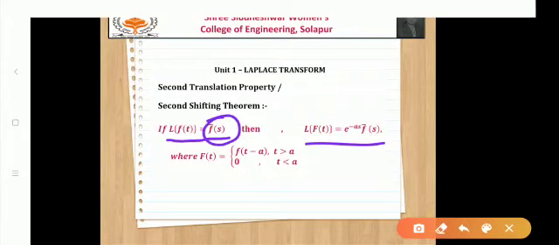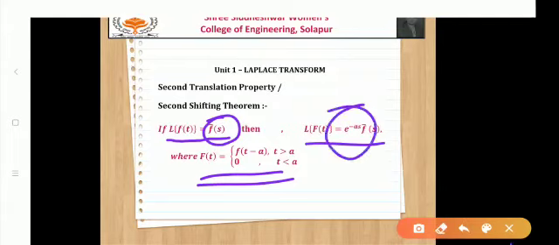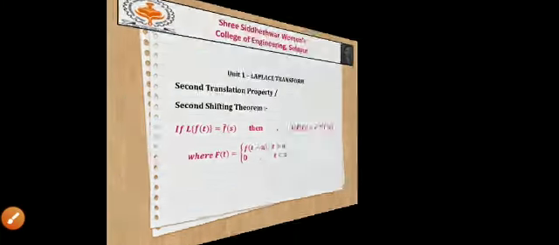But what should be capital F of t? It should be defined in terms of small f of t like this, where capital F of t equal to small f of t minus a, where t is greater than a, and it is equal to 0 if t is less than a. So very simple one. You have to just identify small f of t, value of a, find Laplace of that small f of t, and multiply that result by e raised to minus as factor. So we get the answer.